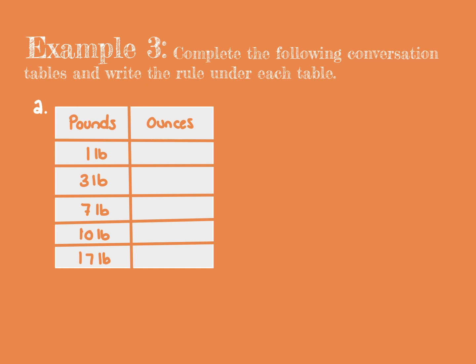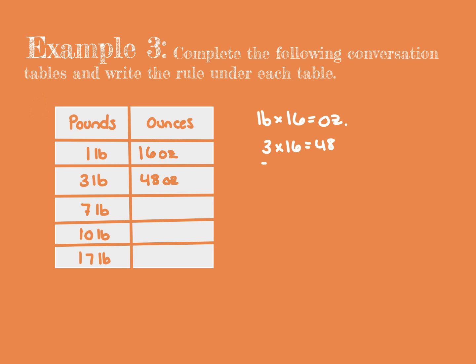Example 3. Complete the following conversion tables and write the rule under each table. To turn pounds into ounces, we must multiply the pound by 16. Therefore, 1 pound equals 16 ounces. 3 times 16 is 48. Therefore, 3 pounds equals 48 ounces.